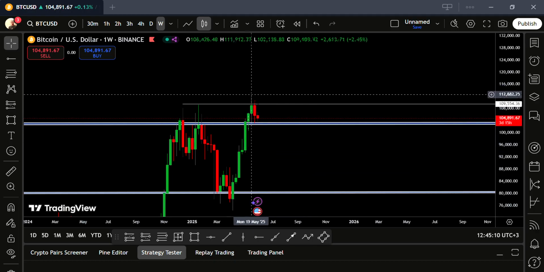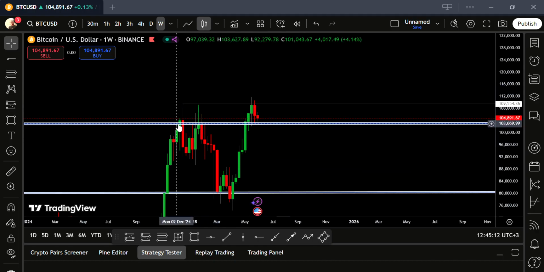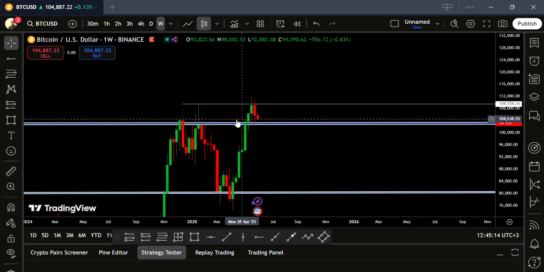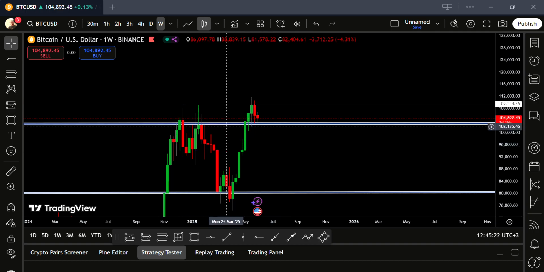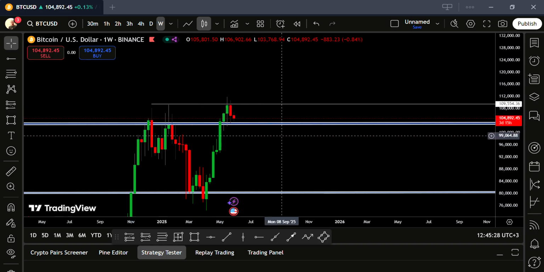Price has come to retest this previous support. This was resistance, turned into support. You know, resistance broken turns into support. Price has come to test this previous resistance, which turned into support. This one here. So we retested, we rejected, we retested, we are rejecting again.